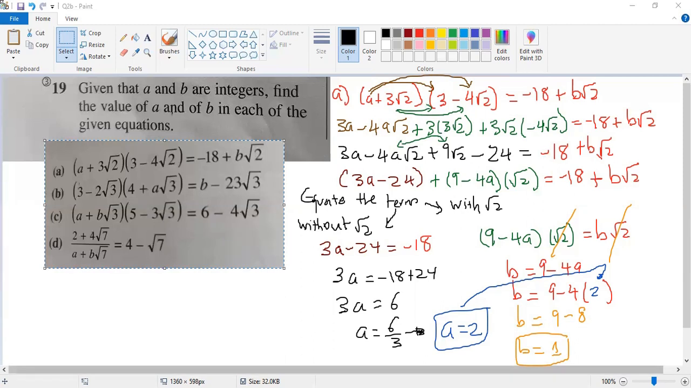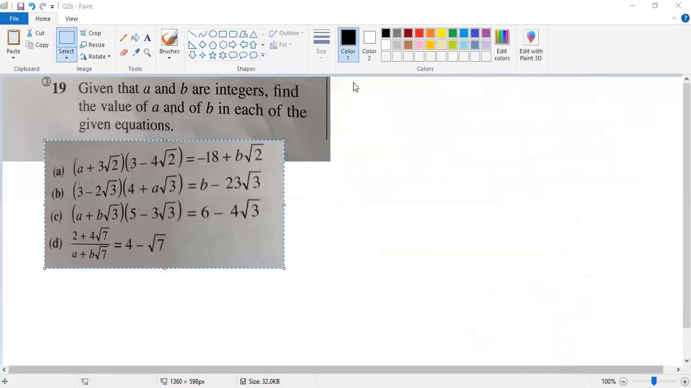Okay, let's go for the next part. Save the images just in case needed. Okay, let's try 19B, please. Third type again.